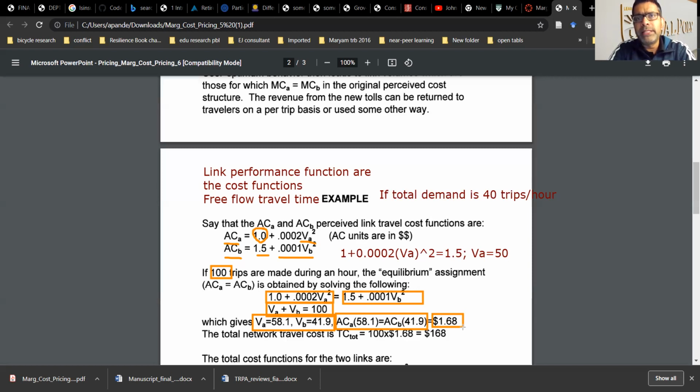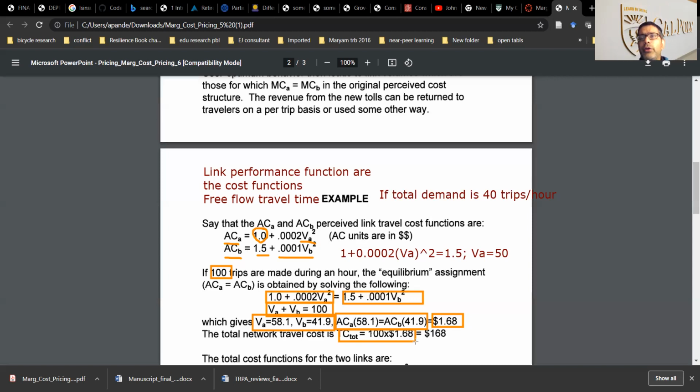Now, if you want to figure out what's the total cost that the whole system is experiencing, it'll be TC total, which is 100 times 1.68, because total trips were 100 trips and everybody is experiencing 1.68 as their average cost. So your total system cost will be 100 times 1.68.